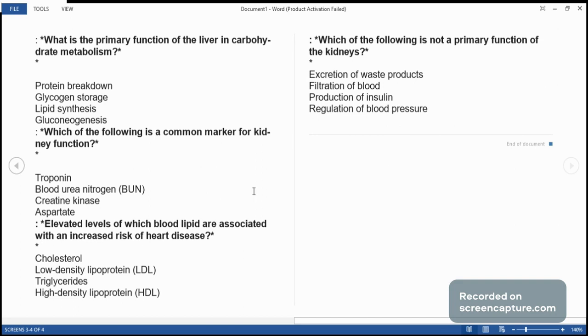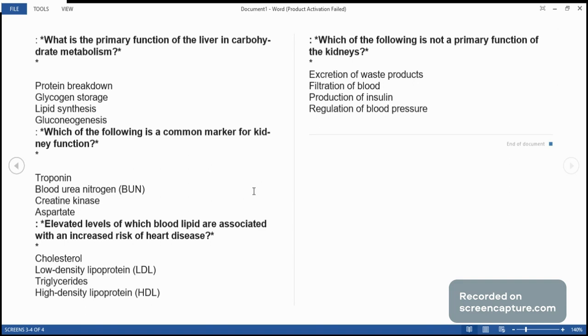What is the primary function of the liver in carbohydrate metabolism? A. Protein breakdown. B. Glycogen storage, lipid synthesis, and gluconeogenesis. Okay, the correct answer here, I know you knew it. Gluconeogenesis. We don't break protein there. Glycogen storage, okay, but that is not the primary function. So let's check this one.